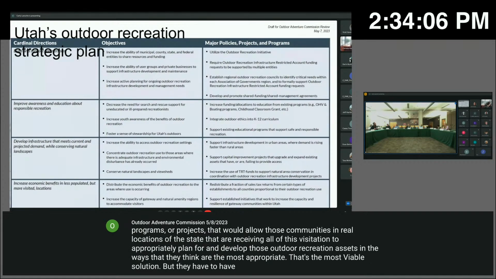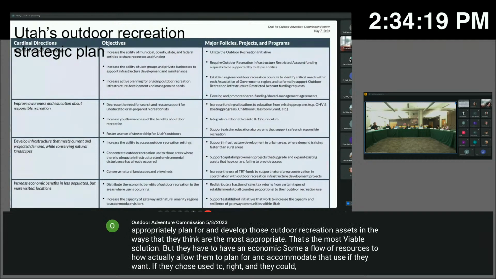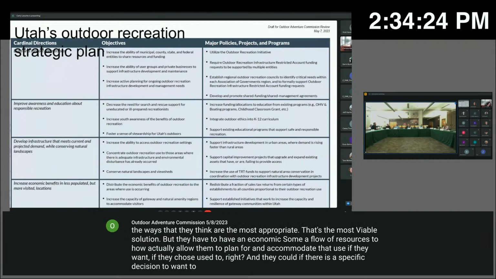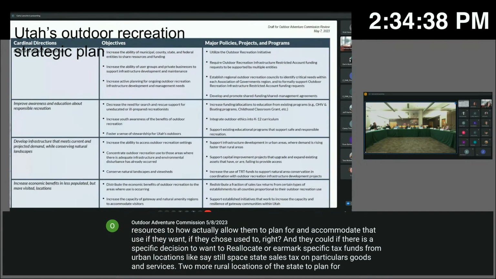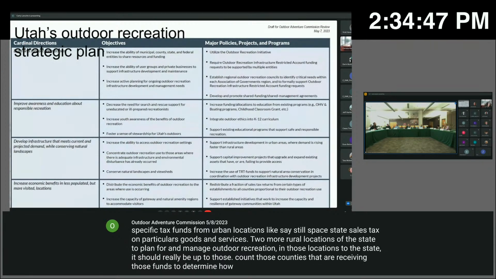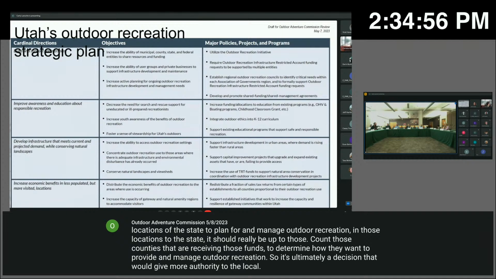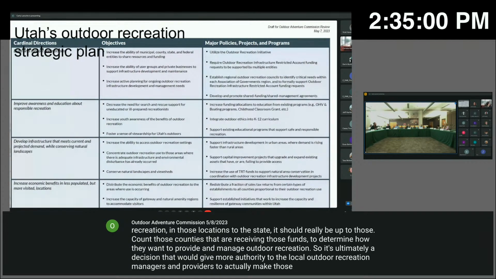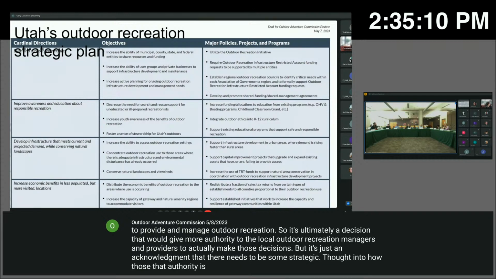But they have to have a flow of resources to actually allow them to plan for and accommodate that use if they choose to. And they could, if there is a specific decision to reallocate or earmark specific tax funds from urban locations, like state sales tax on particular goods and services, to more rural locations of the state, to plan for and manage outdoor recreation there. It should really be up to those counties receiving those funds to determine how they want to provide and manage outdoor recreation. So it's ultimately a decision that would give more authority to the local outdoor recreation managers and providers, but it's an acknowledgement that there needs to be some strategic thought into how that authority is given to those local counties.